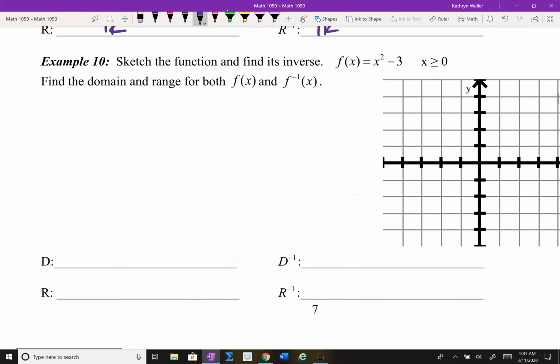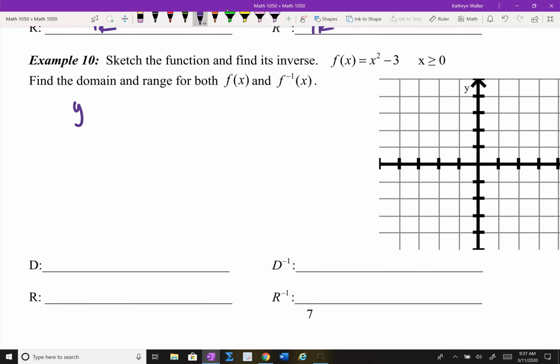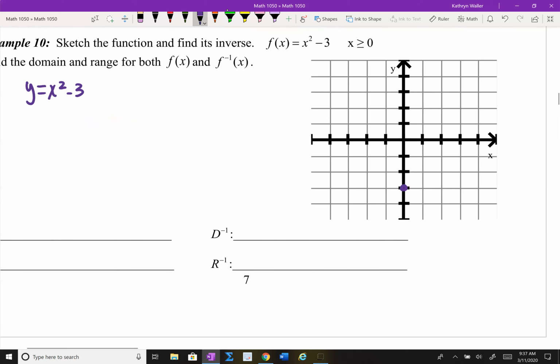Okay, here's question number 10. Everybody write down y equals x squared minus 3. That's a parabola shifted down 3. Normal stretch, right 1 up 1, left 1 up 1, right 2 up 4, left 2 up 4, draw in your graph.